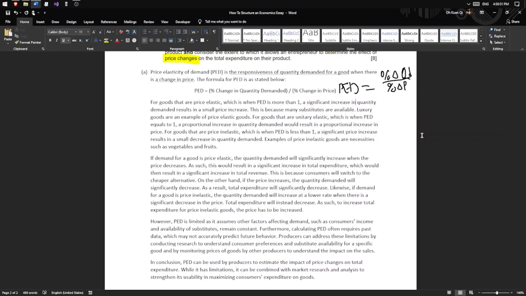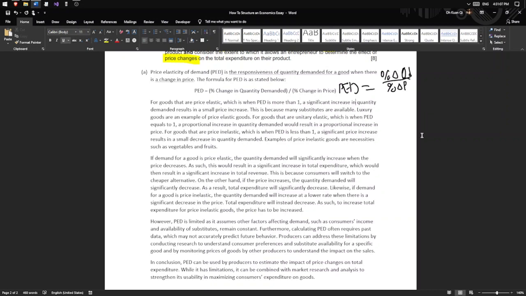So that will be the proportion. That will result in a proportional increase in quantity demanded, which will result in a proportional increase in price. Now, for goods that are price inelastic, which is when PED is less than 1, a significant price increase results in a small decrease in quantity demanded.